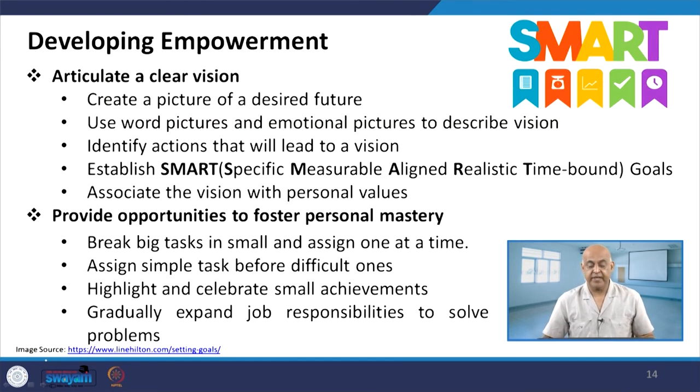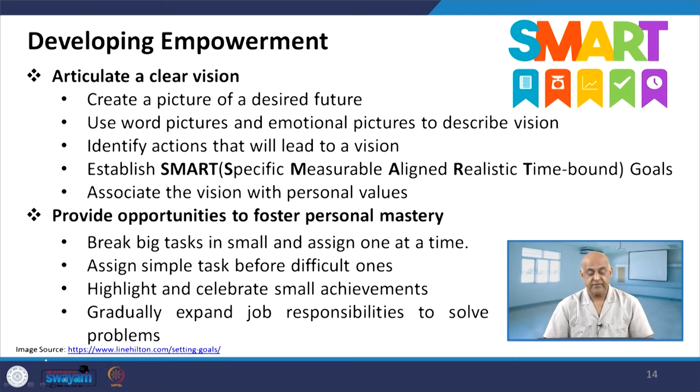So, for developing empowerment, first create a picture of a desired future, and use word pictures and emotional pictures to describe the vision. Identify the actions that will lead to the vision, and establish SMART goals: specific, measurable, aligned, realistic, and time-bounded. Goals are to be very specific, measurable, and aligned with the organizational goals, group goals, and team goals. They should be realistic, not unachievable but achievable, and time-bounded, so they are accomplished within the time.